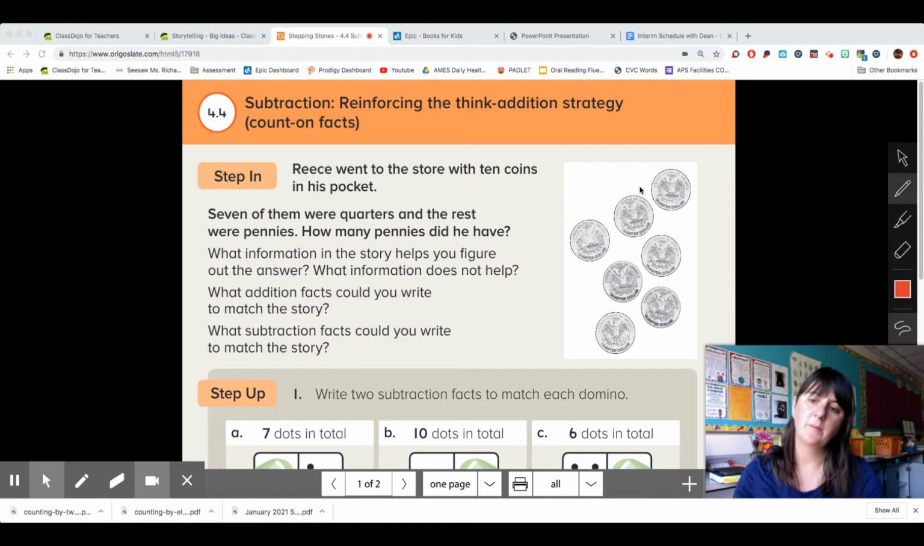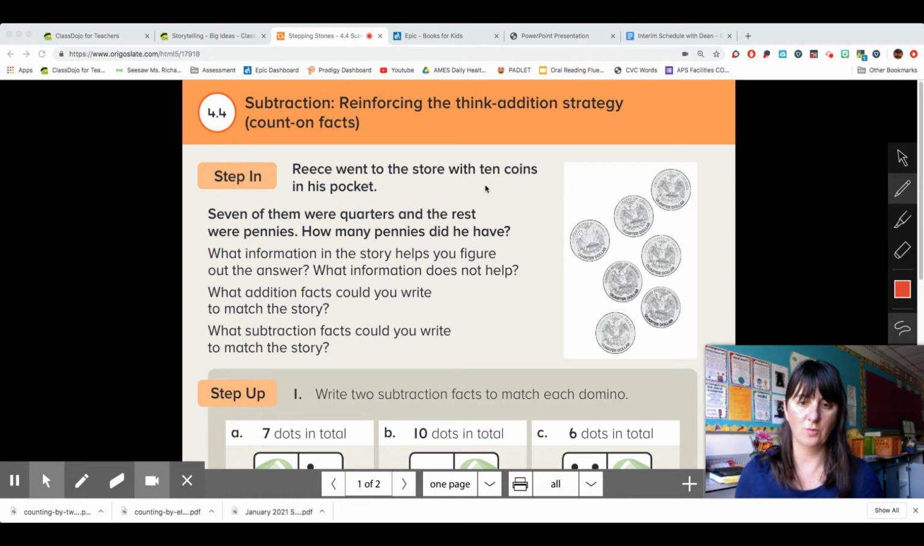So first we want to think about what information in the story helps you figure out the answer and what information does not help. So do we really need to know what kind of coins these are? I don't think so, because we're not counting up how much money he has. We just want to know how many he has. So we have 7 quarters. The rest of the coins are pennies. How many pennies did he have?